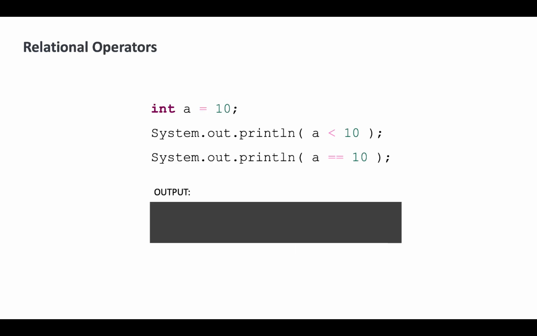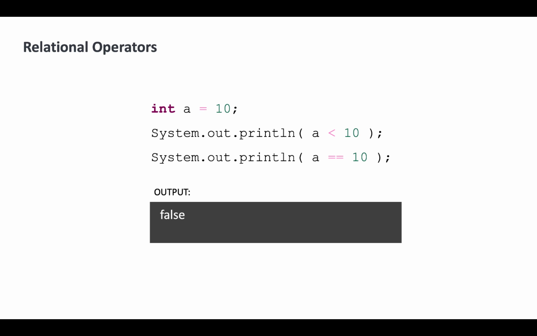Relational operators. Relational operators work in similar ways as they do in math, just that in Java, they return a Boolean value of true or false. So what is the output of the first print statement? 2 seconds. It is false. A is 10, and 10 is not less than 10. So it's printing out false as its Boolean value.